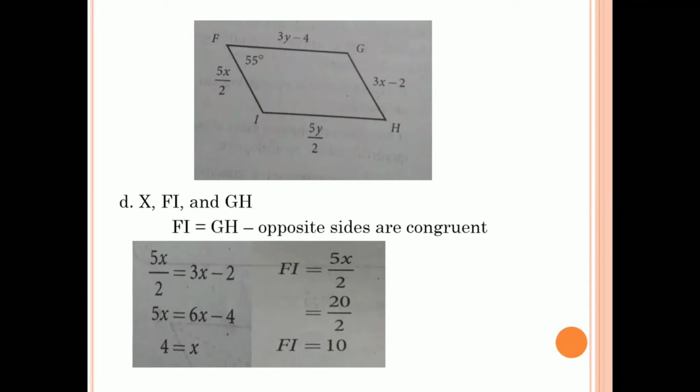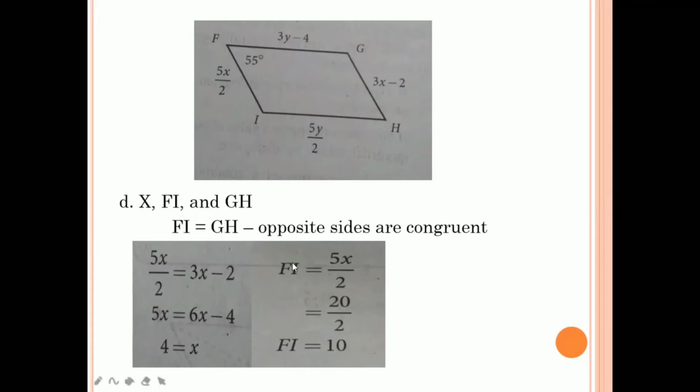Then we are going to cross multiply. 3x times 2 is 6x, then negative 2 times 2 is negative 4. That's why our equation now is 5x equals 6x minus 4. Then combine like terms. 6x minus 5x is x, and transposing 4, it becomes positive 4. So our x is equal to 4.